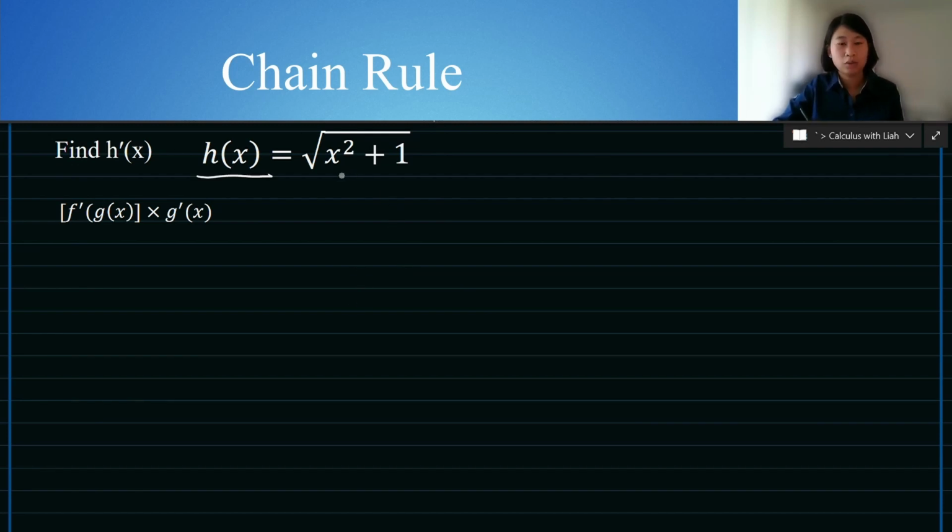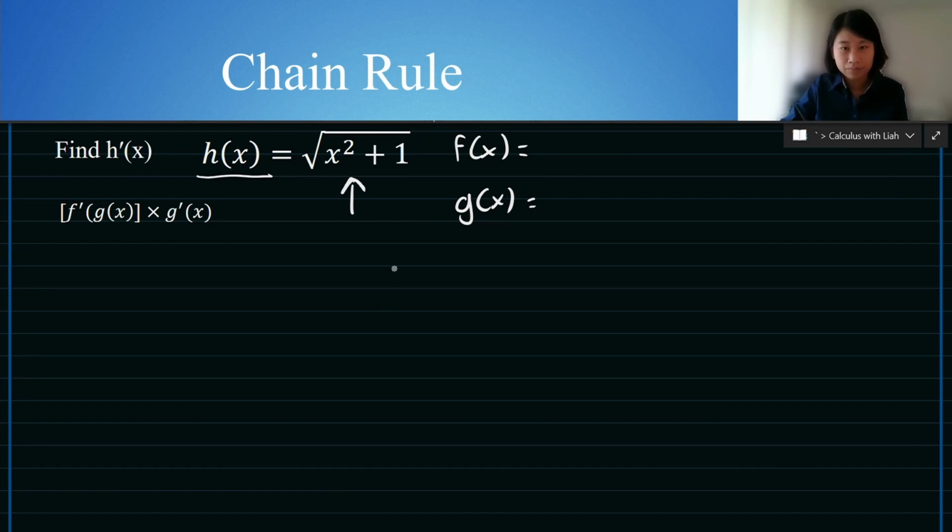Now we're going to find the derivative of h of x. So h of x is equal to the square root of x squared plus 1. So our job now is to find the inner and outer functions and find the derivatives of those inner and outer functions so that we can use the chain rule formula. So we're going to call the outer function f of x and the inner function g of x. Alright, so what is the outer function and what is the inner function? Well, let's take a look at this.